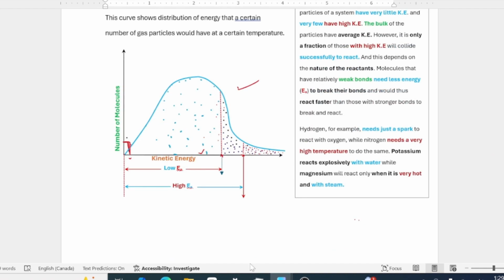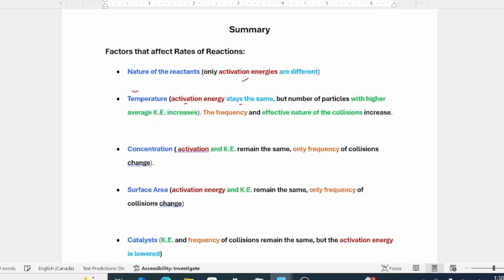Go back to this Boltzmann distribution curve here. A reaction that has high energy of activation, only a few molecules will react. And one that has low energy of activation, as in this case, all of these molecules here will react. The other factor is that of temperature. Raising the temperature does not change the energy of activation, but the number of particles with higher average kinetic energy increases. Because of that, the frequency and the number of effective collisions also increases.